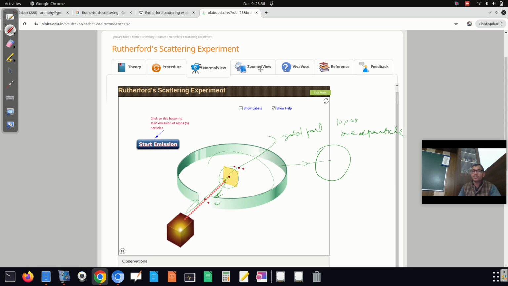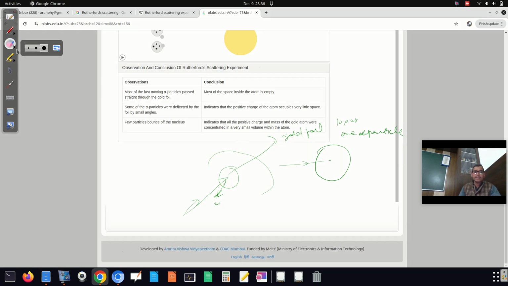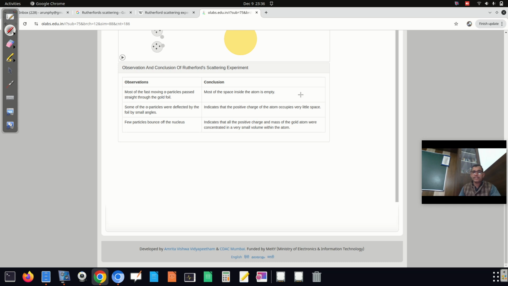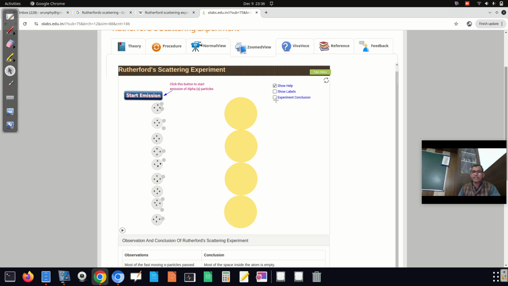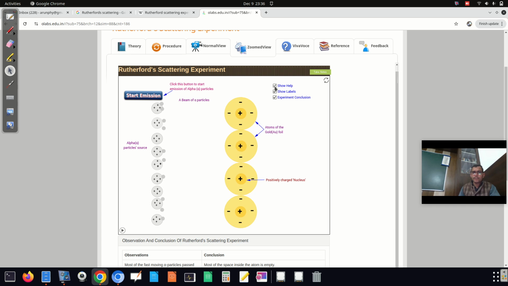Let us have a look at its zoomed view. Let me stop it, and let me go to the zoomed view of this one. Let me clear the screen. Now let us have a look at it. It is a very interesting experiment. Just have a look at it. So let us start this.